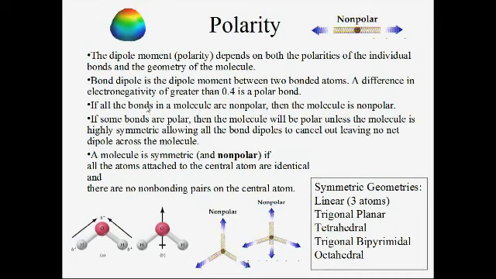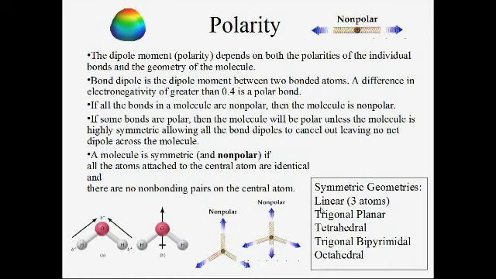The simple way of showing this is if all the attached atoms to the central atom are identical, and for octet-obeying structures, there are no non-binding pairs on the central atom. Now, in addition to this rule, we're going to have two additional structures that allow us to have a nonpolar, highly symmetric molecule, when all the attached atoms are identical.